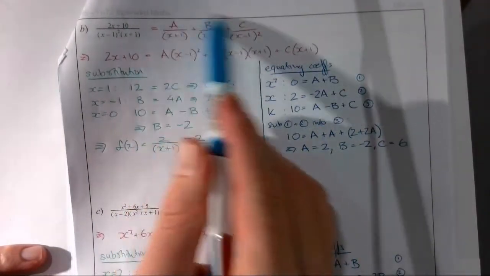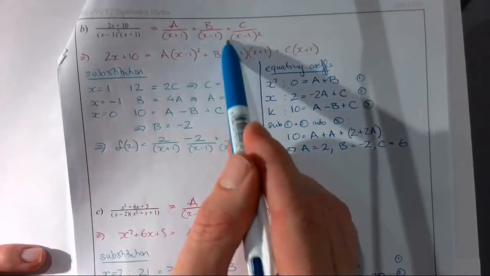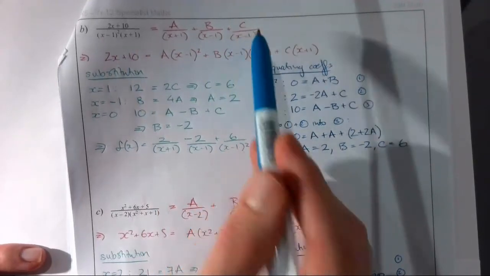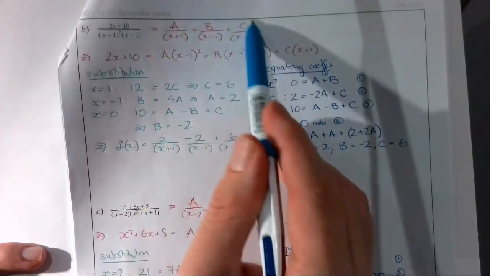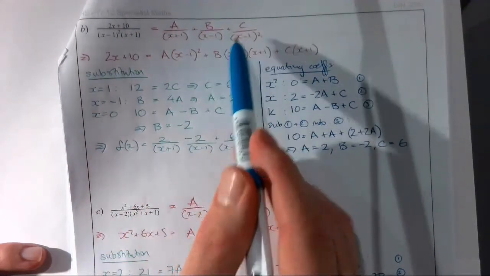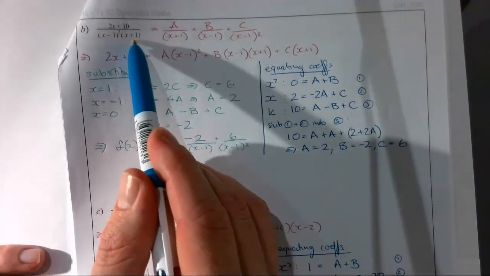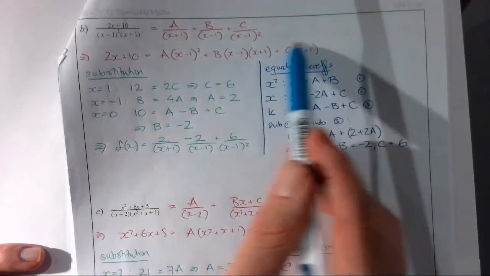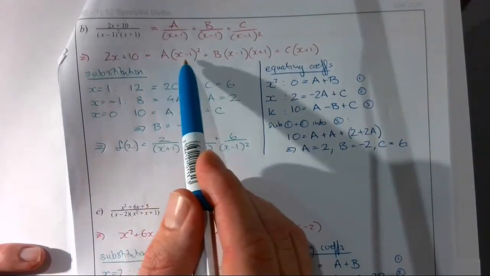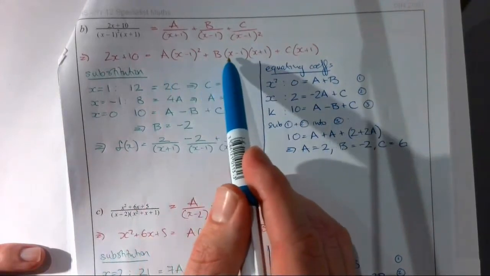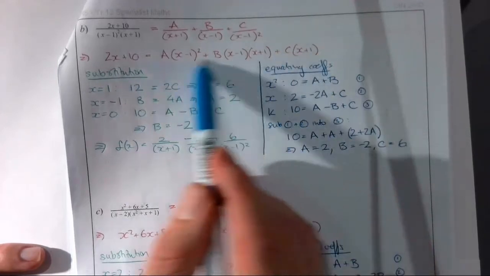So the form for a repeated linear factor is that we need the x minus 1, sure, but we also need the x minus 1 squared. Then when I imagine writing the right-hand side as a single fraction and making the denominator x minus 1 squared times x plus 1, the numerator of that equation is going to be 2x plus 10 on the left, is a times x minus 1 squared, plus b times x minus 1 x plus 1, plus c times x plus 1. We've got those 3 terms.